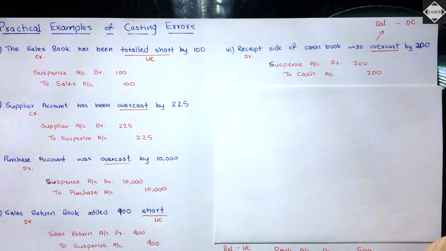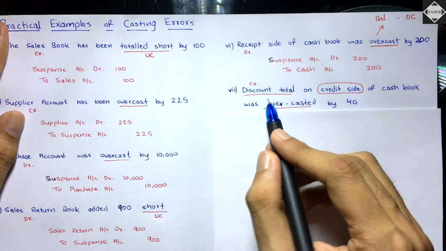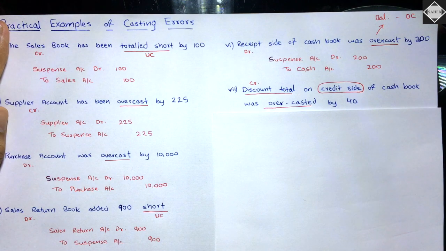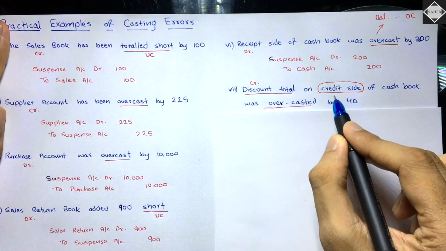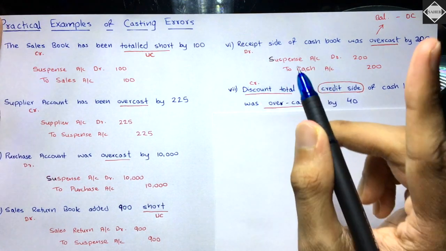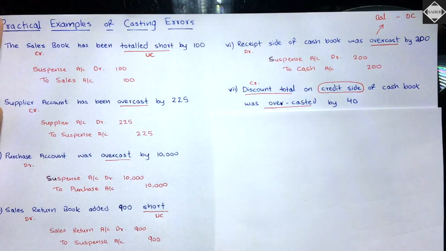Is that clear? Did you understand? Yes. Next transaction: discount total on credit side. Immediately you have to understand and commit to your mind, discount total on credit side means it is discount received. So it's an income which has credit balance.